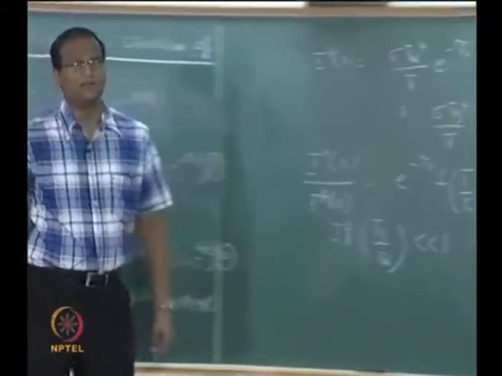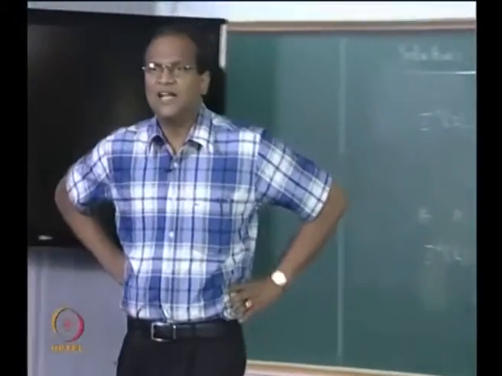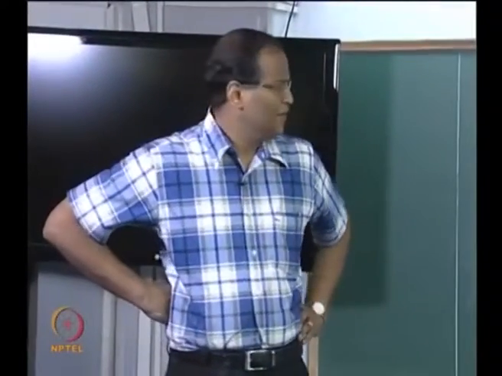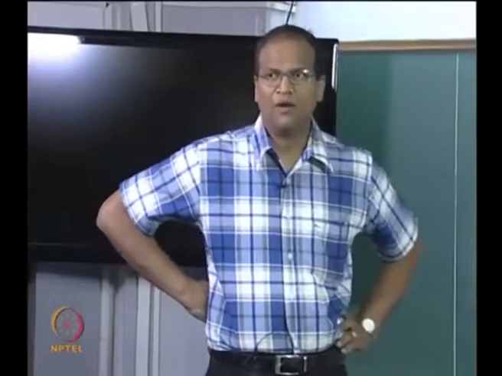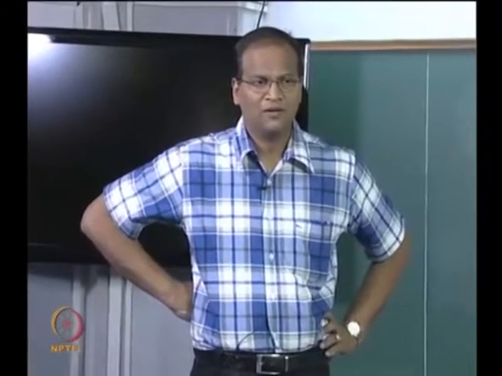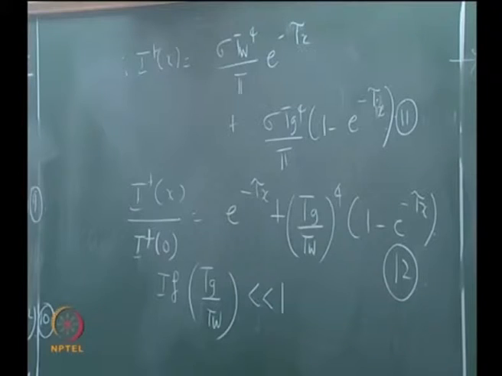If Tg by Tw is much less than 1, that is, if the gas temperature is 300 Kelvin and the wall temperature is 1500 Kelvin, therefore Tg to the power of 4 by Tw to the power of 4 is very small. What happens in the second term? And then this reduces to what? What does it reduce to? It reduces to the Beer-Lambert's law.